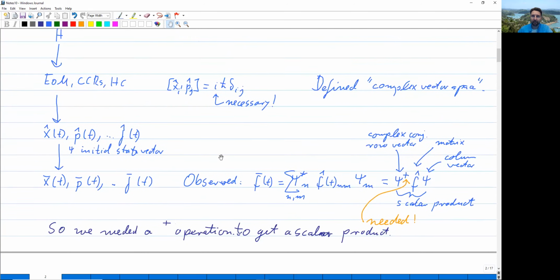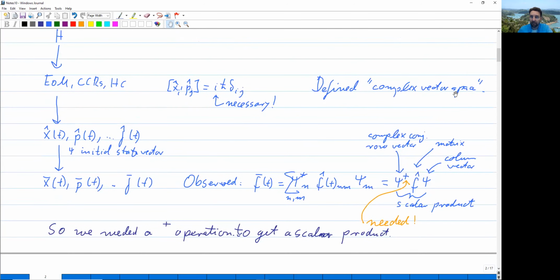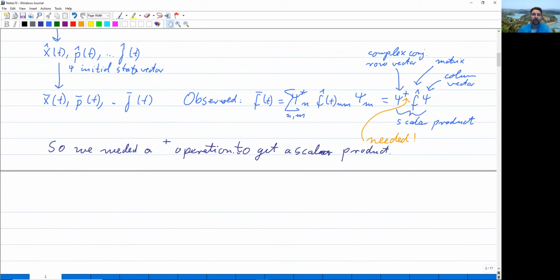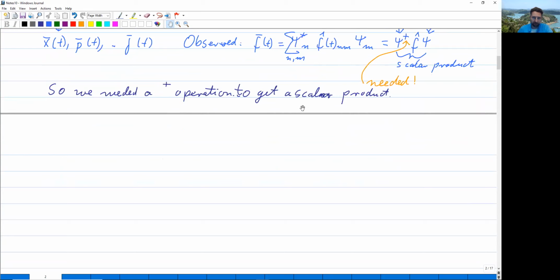We therefore upgraded our definition of what is a complex vector space. Remember, we gave a completely abstract definition of a complex vector space that had, of course, column vectors as examples, but complex vector spaces are much more general. They could also be function spaces, for example. So we defined complex vector spaces, and then we added more structure: the structure of Hermitian conjugation and scalar product.